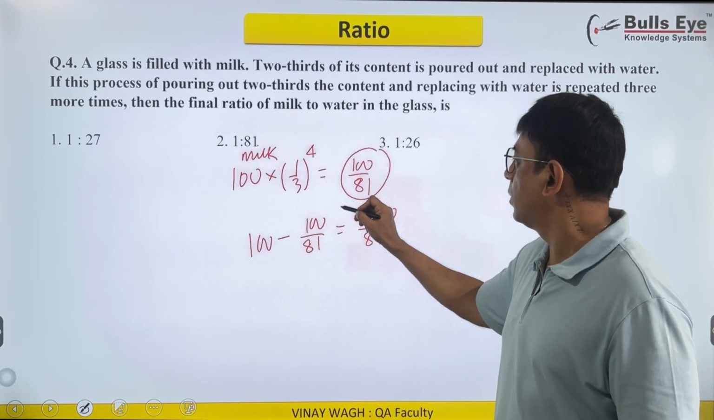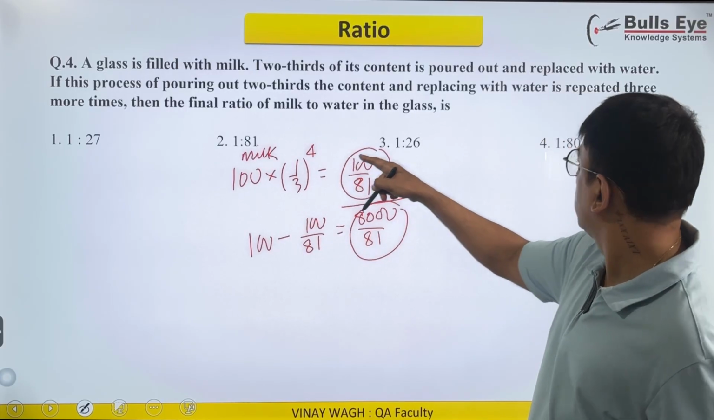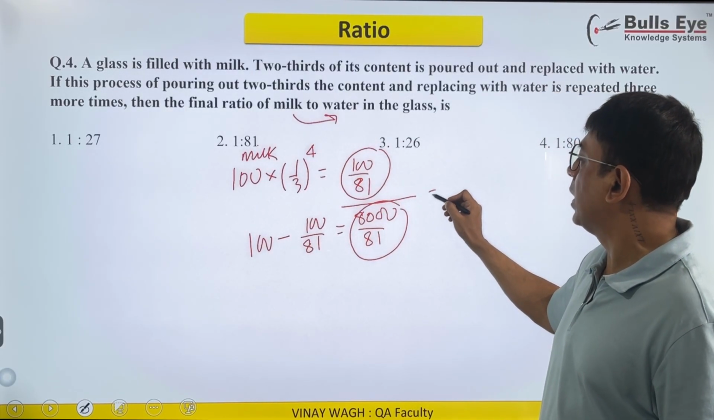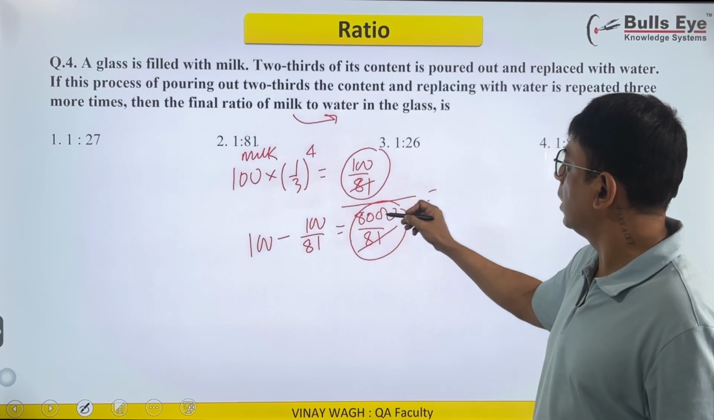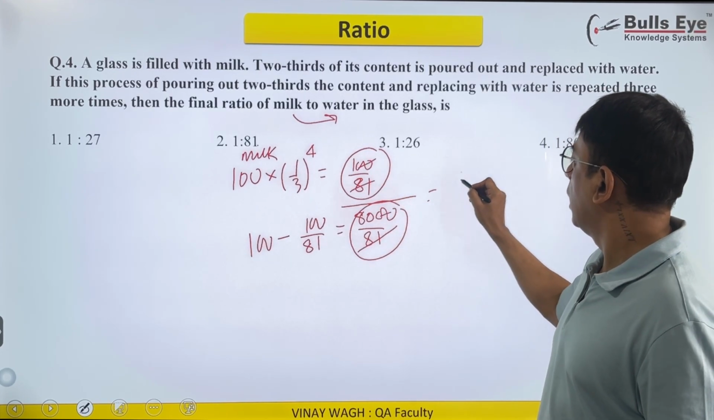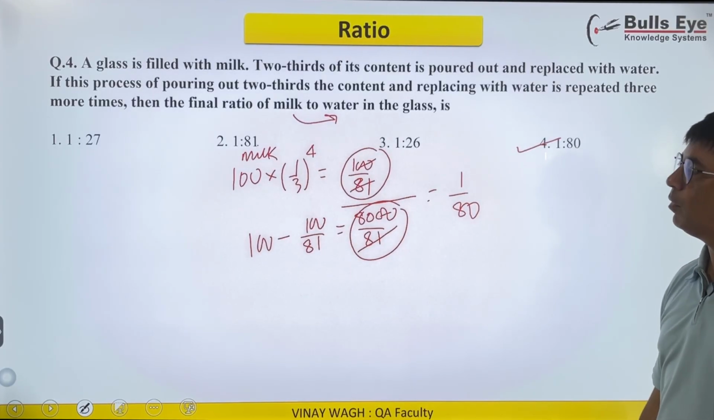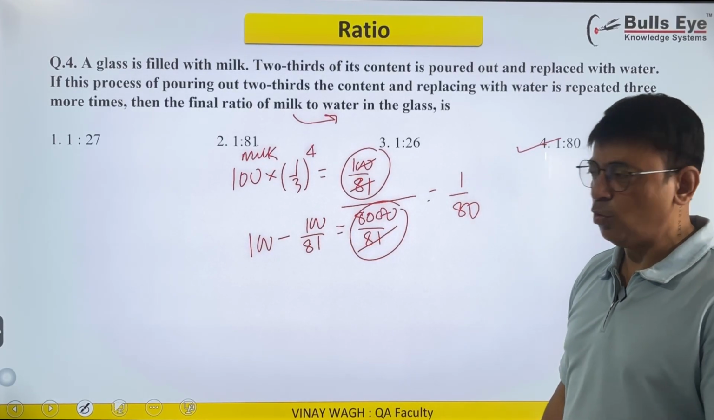So divide this by this because they want the ratio of milk to water. So you get 81, 81 is cancelled out. 100 upon this, 2 zeros go off, and we have answer as 1 upon 80. And that's our answer. Option number 4. This was quite simple.